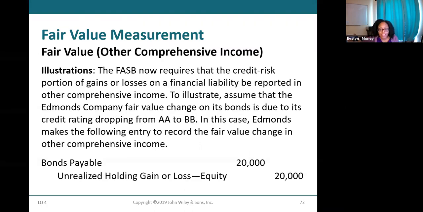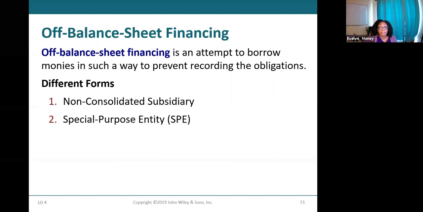But just keep in mind, if it's a credit risk, put dash equity, it's other comprehensive income. But if that change happens because of the market, it is dash income. It shows up on the income statement.